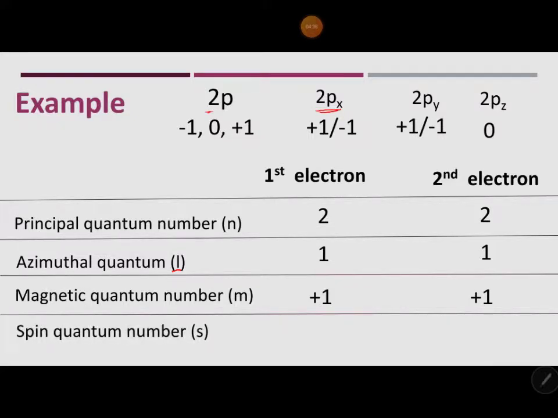Fourth quantum number is spin quantum number s. It can have two possible values, plus 1/2 and minus 1/2. If its value for first electron is plus 1/2, then its value for the second electron will be minus 1/2. Now again you can see that three quantum numbers are same for the two electrons, but the fourth quantum number is different. This is according to Pauli's exclusion principle.